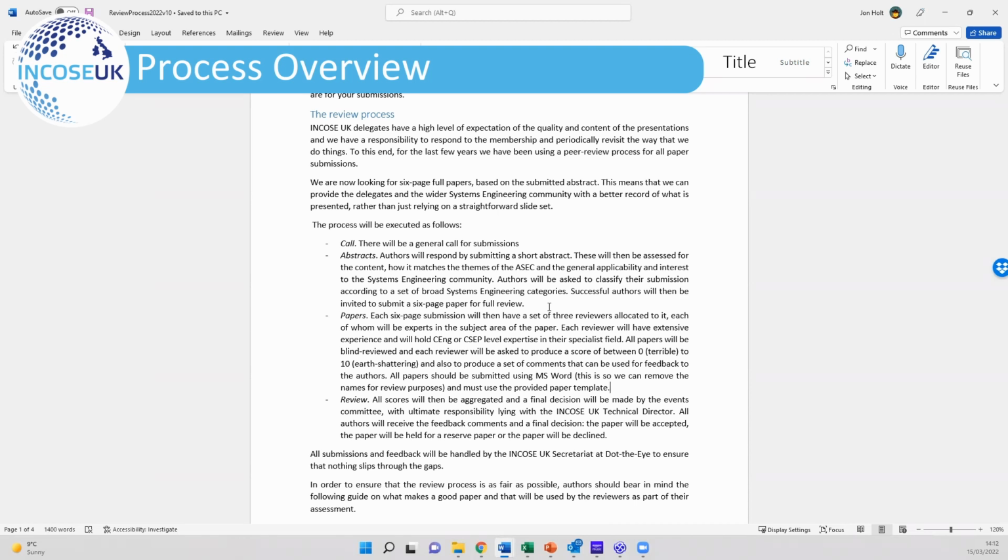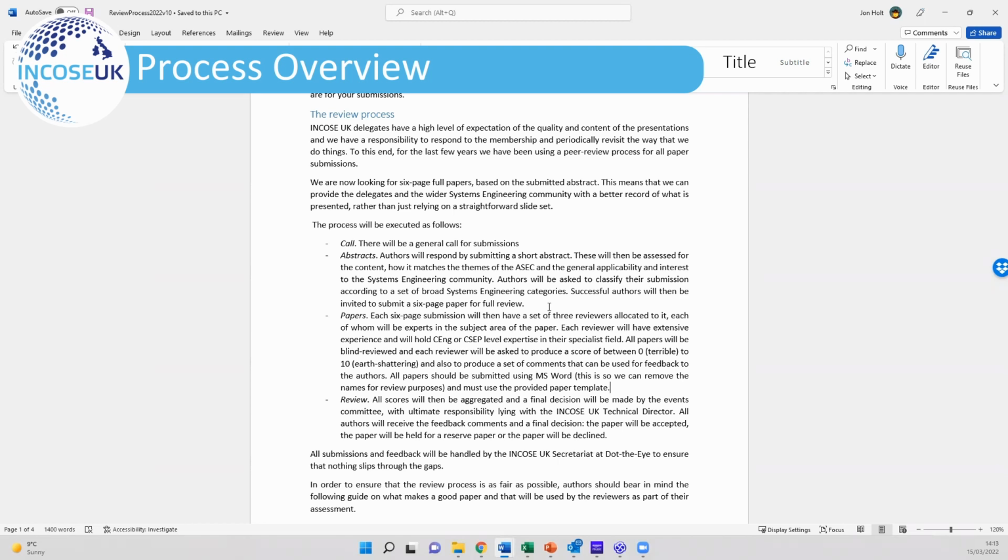So that's the first part. You submit the abstract. On that, you give us an idea of the topic areas, and then I can start looking for reviewers. Assuming that you're successful with the abstract, you get about a month typically to then write the paper. Each paper is limited to 6 pages. Okay, and as I said, I'll then allocate 3 reviewers, each of whom will be experts in the subject matter of the paper.